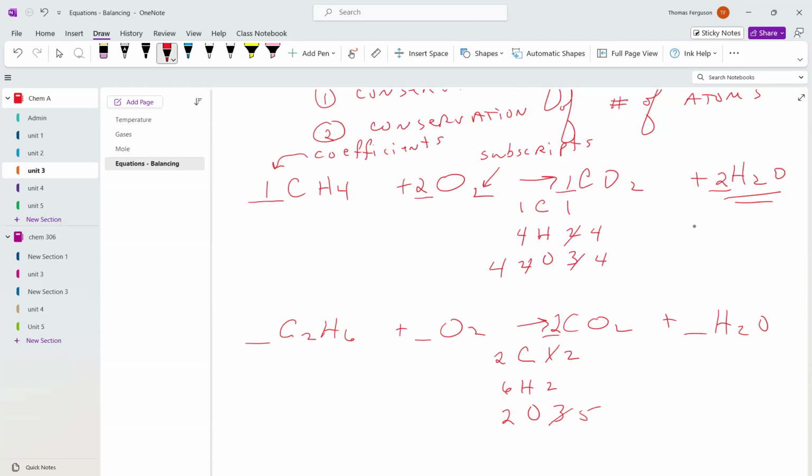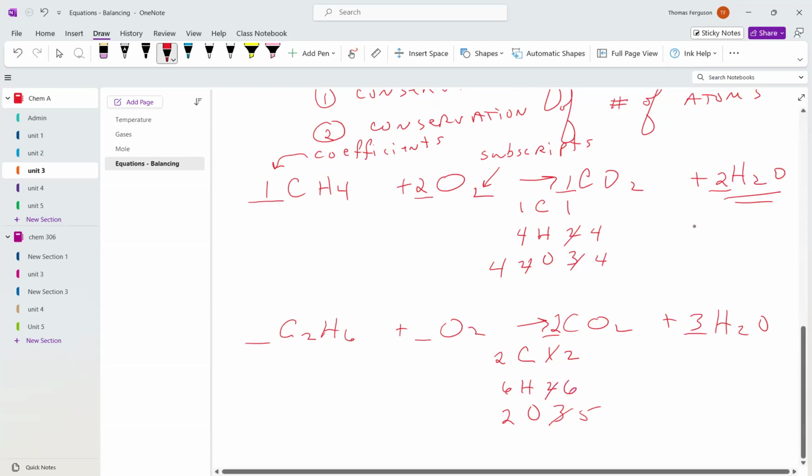Okay, so what do we do to the water over here, coefficient? 3. Okay, that kicks our hydrogens up to 6. And oxygen is going to be changed. So we have 4 here. And we have 6 there.